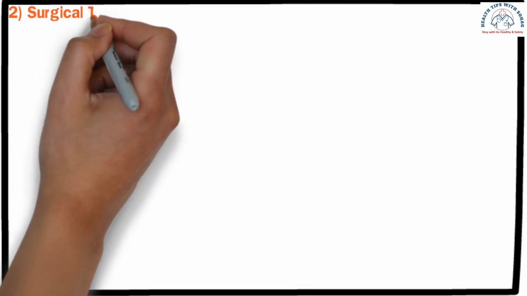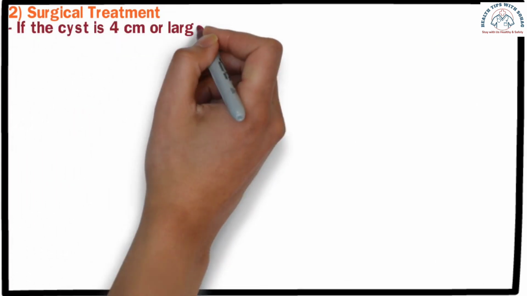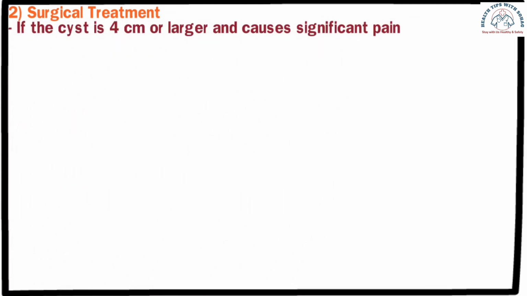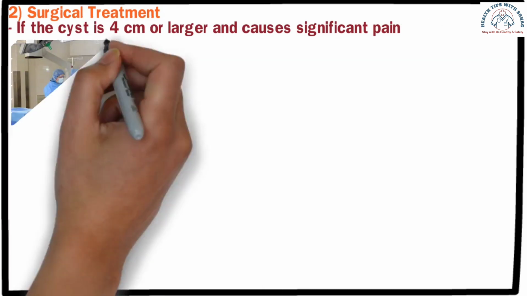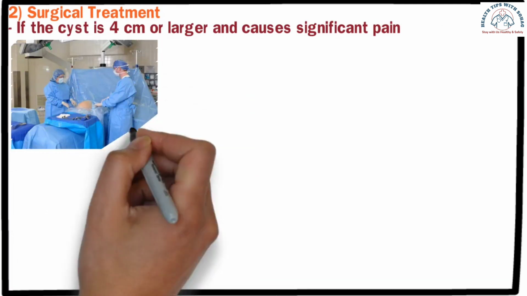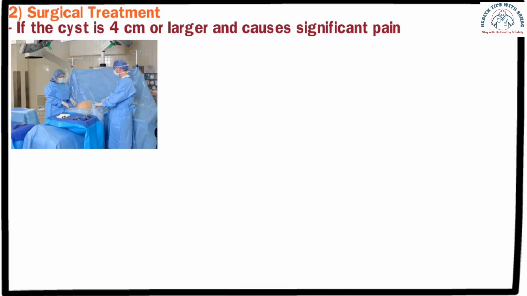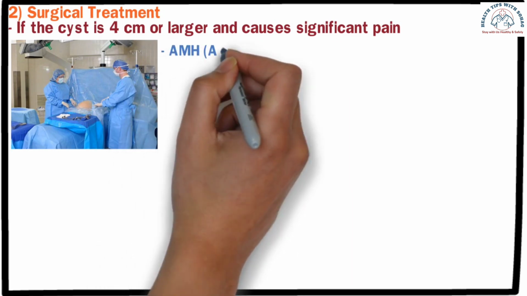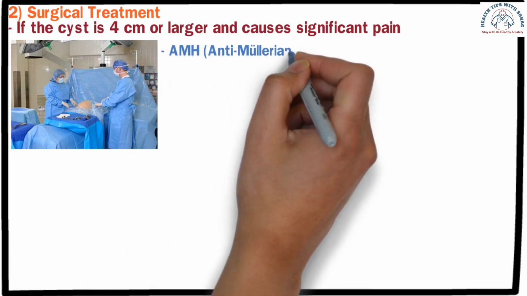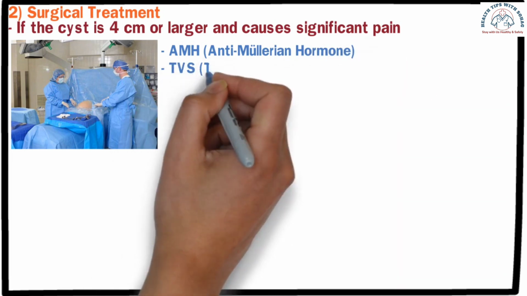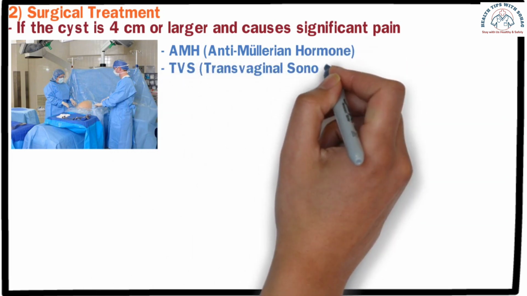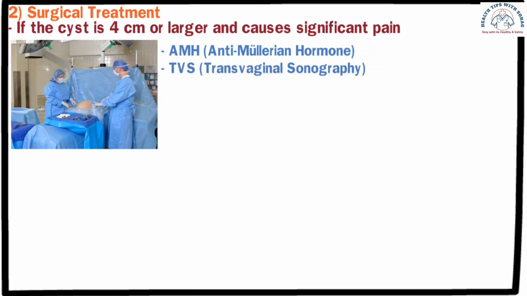Number 2, surgical treatment. If the cyst is 4 cm or larger and causes significant pain, surgery may be necessary. This procedure is called laparoscopy. Before undergoing this surgery, additional tests such as AMH, or anti-Mullerian hormone, and TVS, or transvaginal sonography, are often required to assess ovarian reserve, which indicates the number of eggs a woman has.